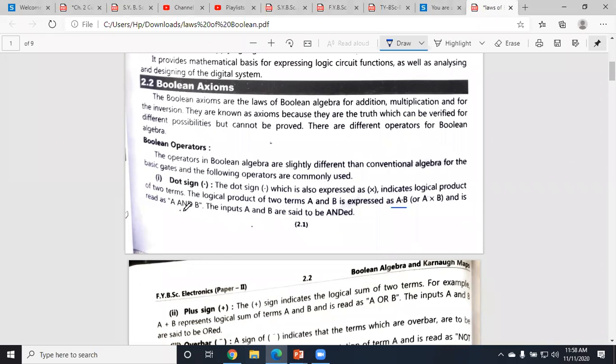Why "and" in between? Anybody? Multiplication. Correct. The AND gate is the logic gate we use for multiplication. The inputs A and B are also said to be ANDed. So inputs A and B are said to be ANDed. ANDed means multiplied, right?